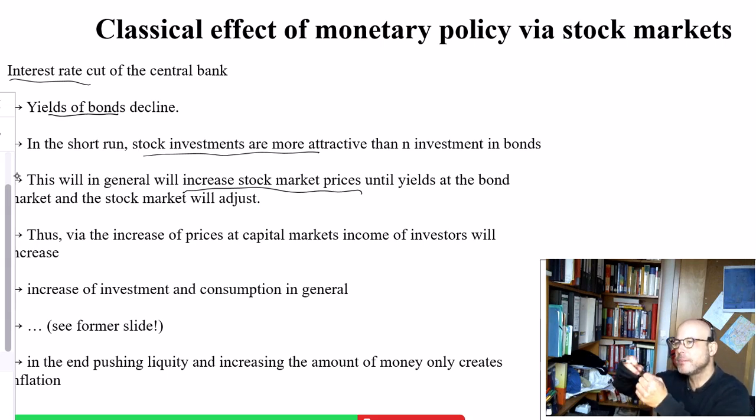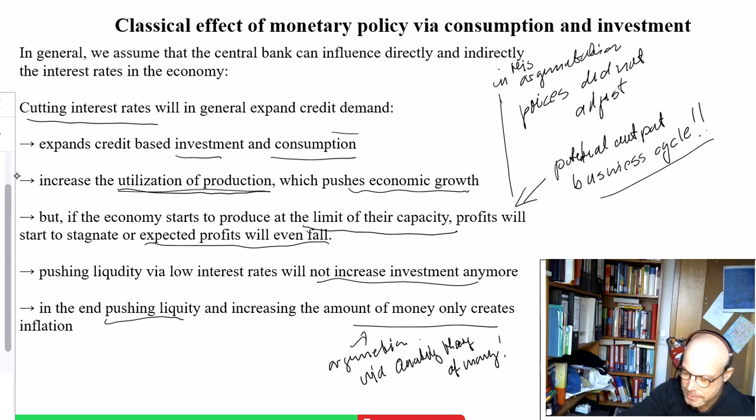Well, and if we have a fully functioning market, then this process will happen as long as the yield of the stock market equals in the end the lower yield at the bond market. But what does it mean? If the prices at the capital market have increased, then also the owners of the stocks will have a higher income due to the higher prices of the stock markets. And then again, our general assumption, what does a higher income for an economic agent mean? Higher income will mean higher consumption and higher investment plans. And then higher consumption, higher investment plans, we are again here.